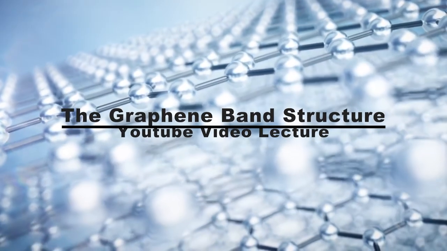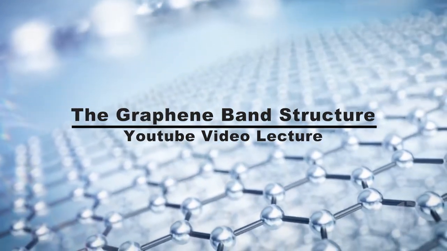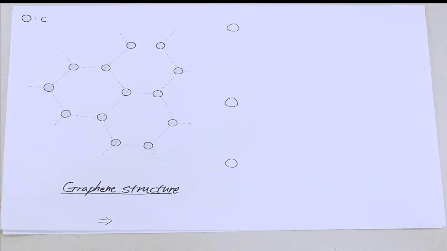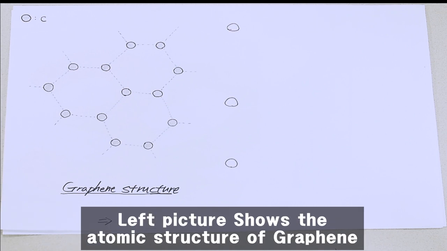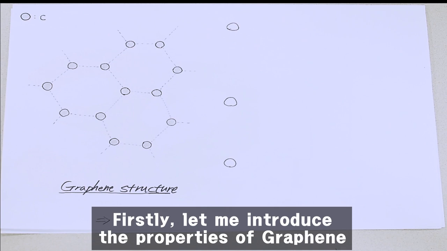Hello everyone. The purpose of this video is to explain the properties of graphene with orbital and band structure calculation of graphene. Graphene has special properties compared to other materials. The left picture shows the atomic structure of graphene. Firstly, let me introduce the properties of graphene.